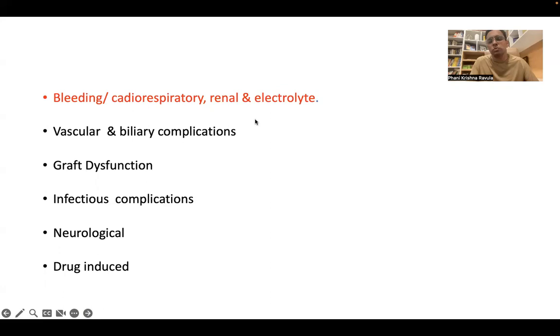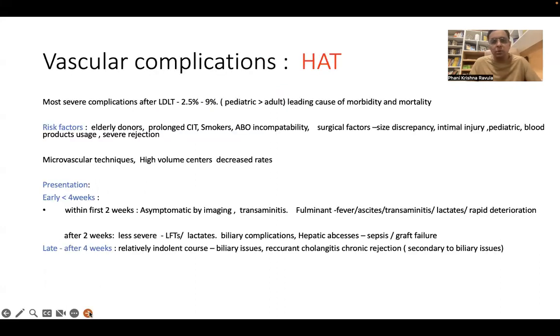In addition, there are a lot of transplant-specific complications which can occur in LDLT. These include the list which we see here: the vascular and biliary complications, infectious complications, graft dysfunction, neurological complications, and drug-induced complications. So among the vascular complications, the most dreaded is hepatic artery thrombosis. It is one of the most severe complications of LDLT.